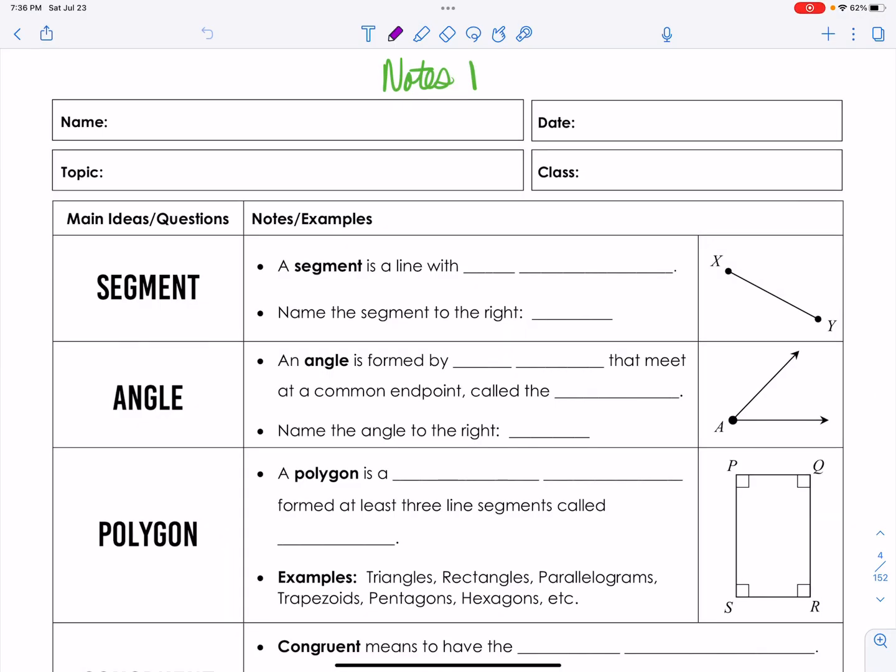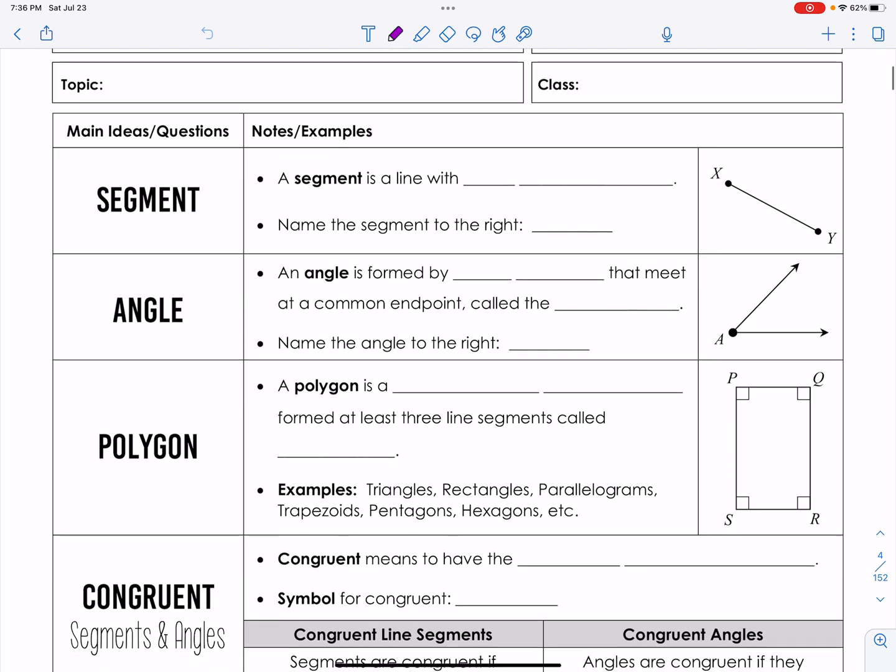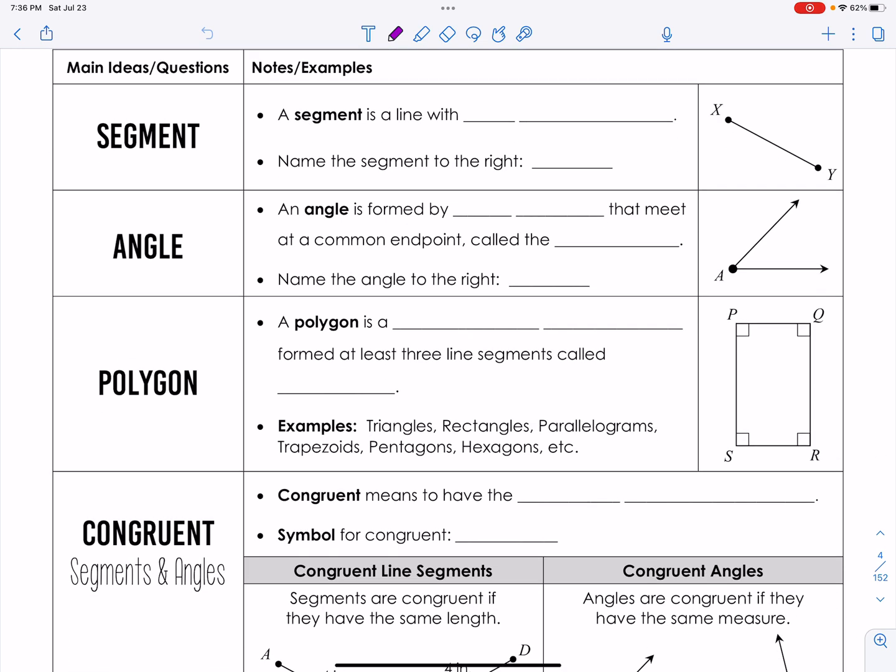So we're going to do notes on vocabulary for geometry. This is page 1, and this is going to be some important things you're going to need to know about geometry. A segment, here's my first word: a segment is a line with 2 endpoints.